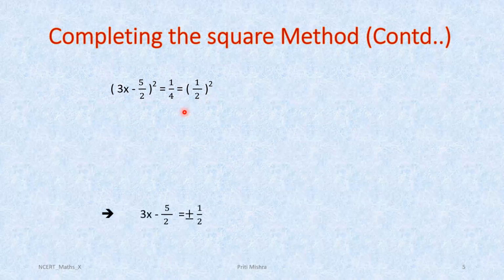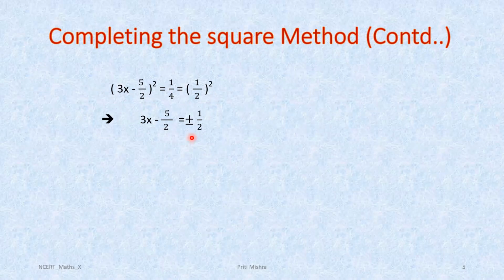Then we can write it like 3x - 5/2 = ±1/2, because when we take a square root, we can have two values, positive and negative. That's why 3x - 5/2 = ±1/2. Now considering the positive value, it will be 3x - 5/2 = 1/2, and 3x - 5/2 = -1/2 will give us its second value.